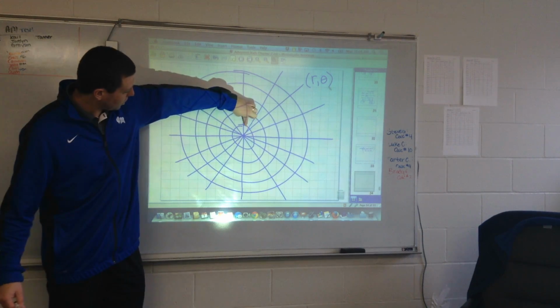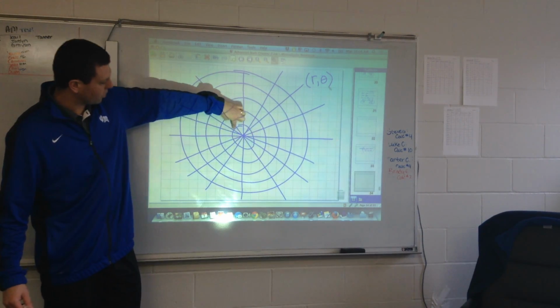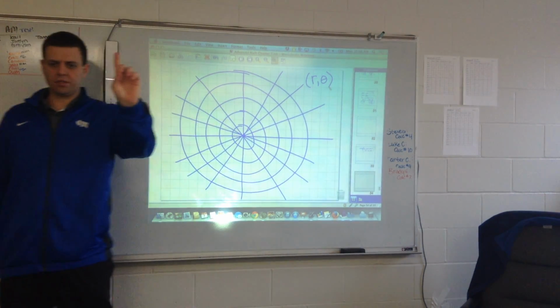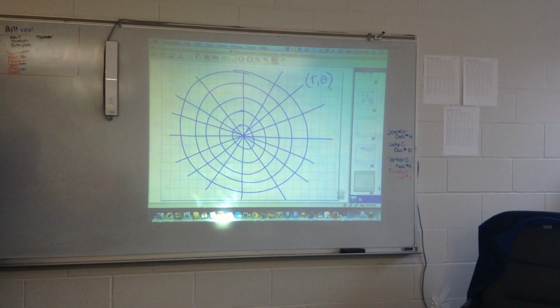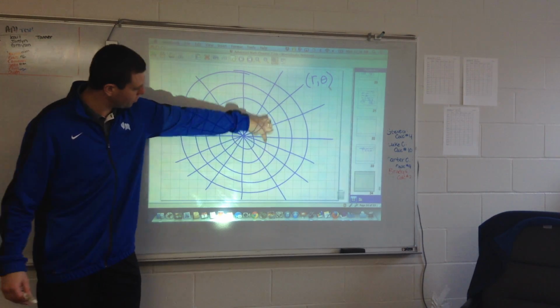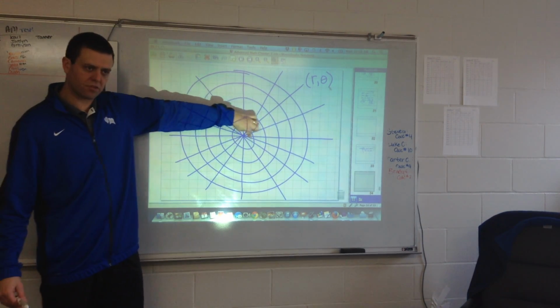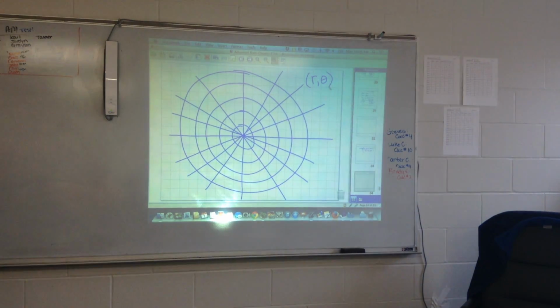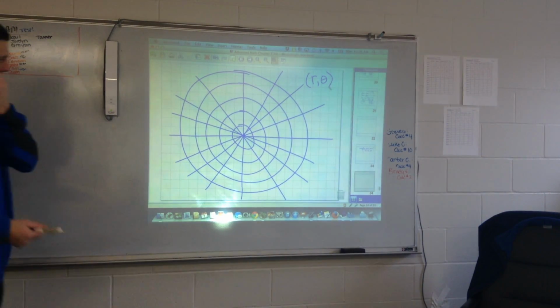Because anything on this first circle, we're going to say, is exactly 1 unit away from the origin, from the middle. Anything on the next largest circle, we'll say, is 2 units away from the center. Third circle is 3 units away, fourth circle is 4 units away, and so on.